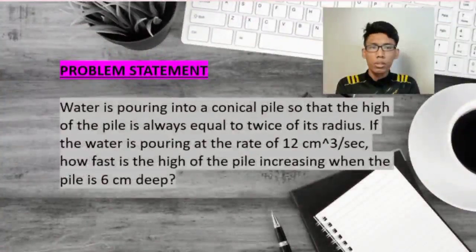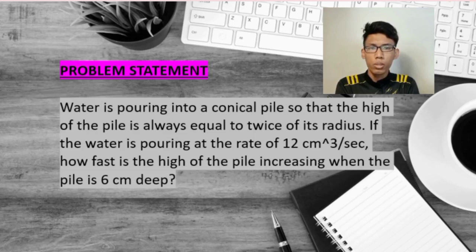Water is pouring into a conical pile so that the height of the pile is always equal to twice of its radius. If the water is pouring at the rate of 12 cm cubed per second, how fast is the height of the pile increasing when the pile is 6 cm deep?